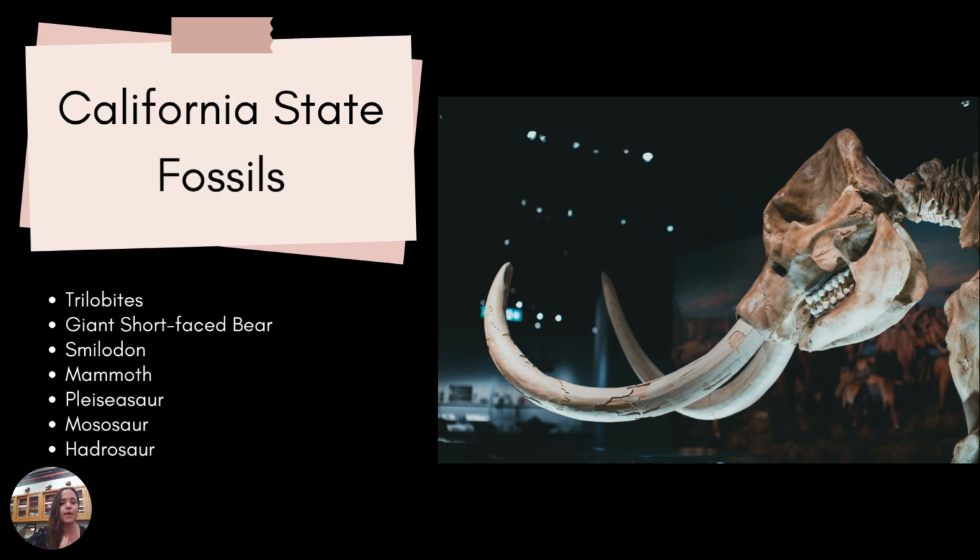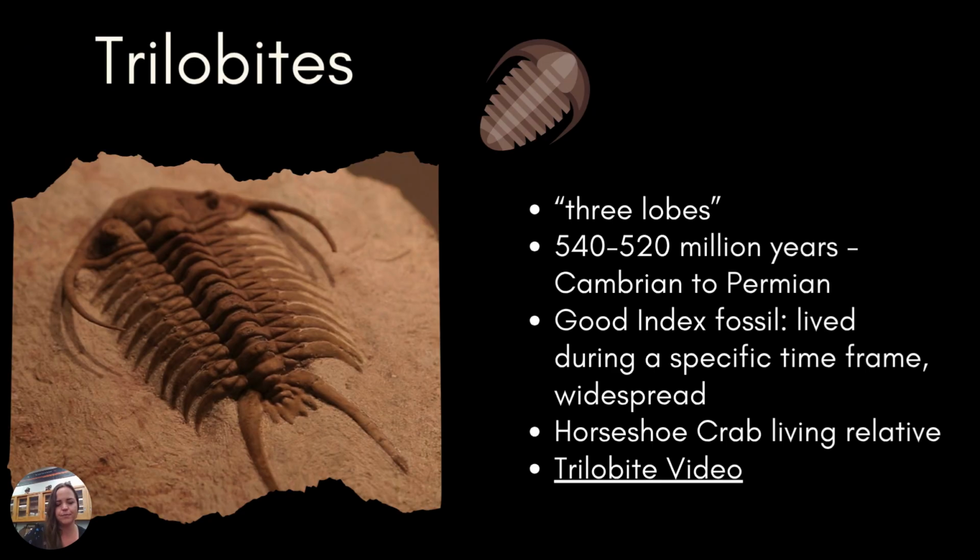All right, so some of the main California fossils that we're going to go through are trilobites, giant short-faced bear, smilodon, mammoth, plesiosaur, mosasaur, and hadrosaur. It's not all of the fossils found in California, but it's some of the big ones that are important, or that a lot of students like, so I talk about them. And then our smilodon is our California state fossil.